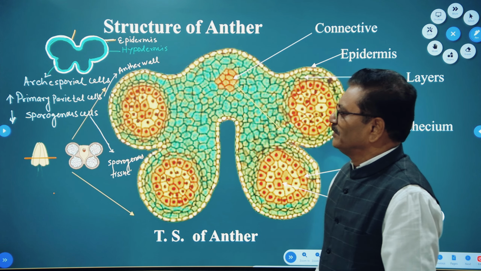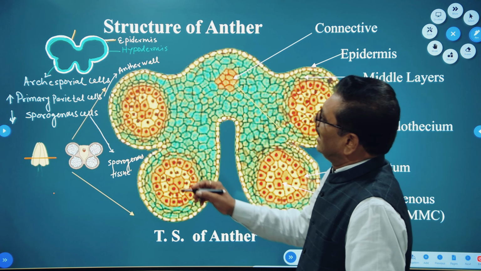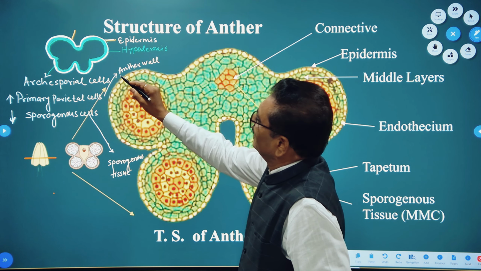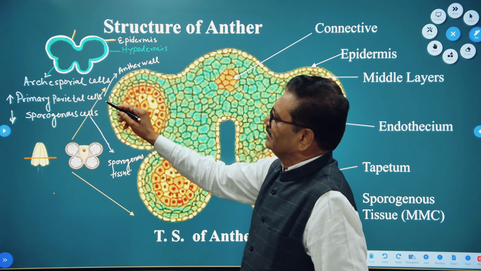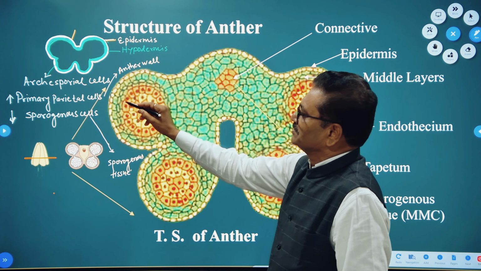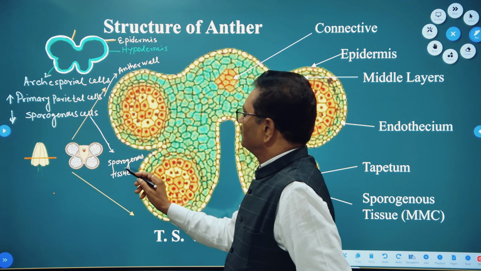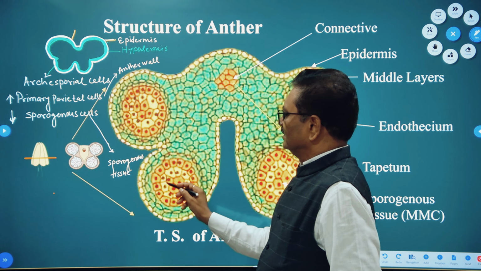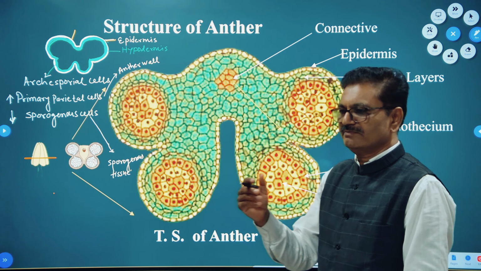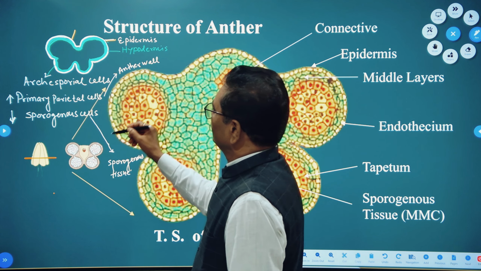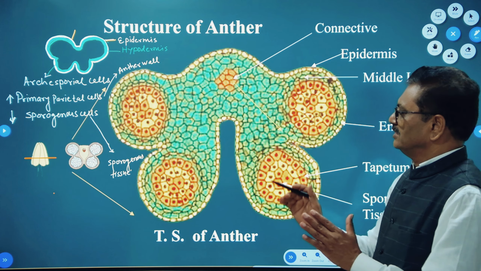The outer parietal cells later differentiate into the anther wall. So the anther wall originates from the primary parietal cells. The sporogenous tissue forms the microspore mother cells, and the microspore mother cells later give rise to pollen grains, or microspores. This is the differentiation of cells from an immature anther to a mature anther.